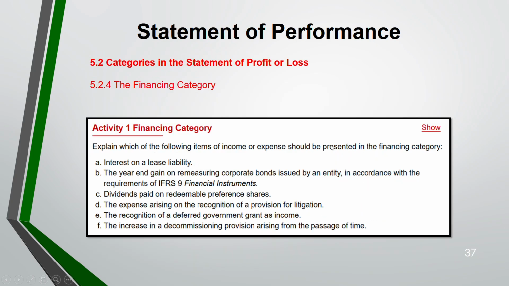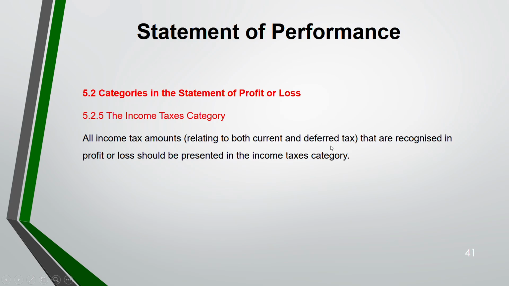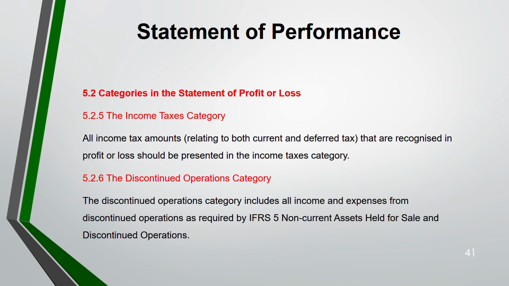Now, let's go to the income tax category. Very small. All the income tax, whether current or deferred, recognized in the profit and loss, should be presented in the income tax category. And the last one, discontinued operation. All income and expense from discontinued operation will be shown here, as required by IFRS 5. But the way we measure those income and expense under discontinued operation will be done under IFRS 5, that is non-current assets held for sale and discontinued operation. So what are the 5 categories? Once again: operating, investing, financing, income tax, discontinued.